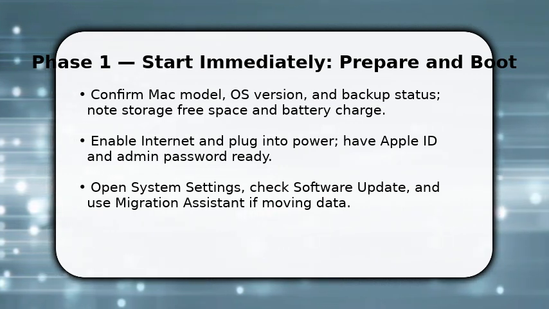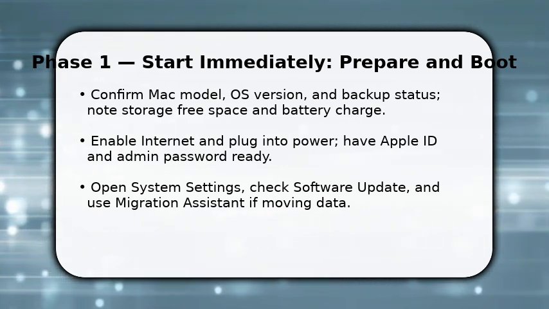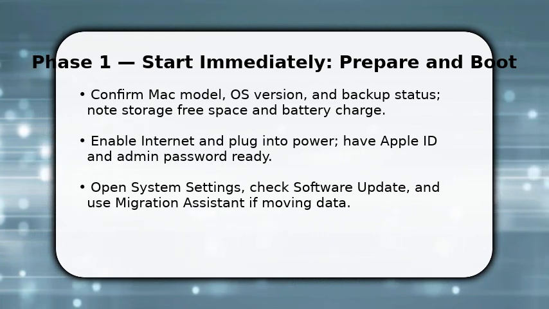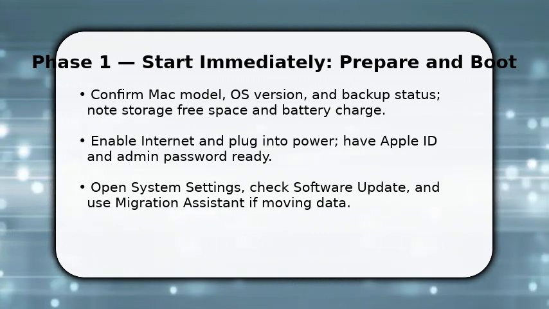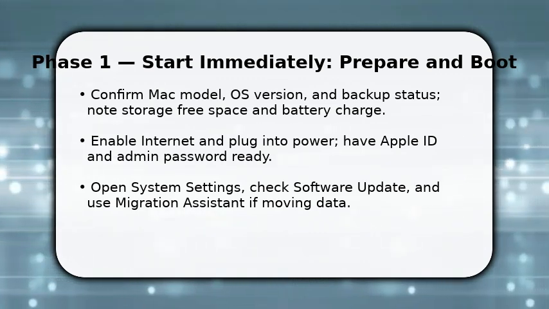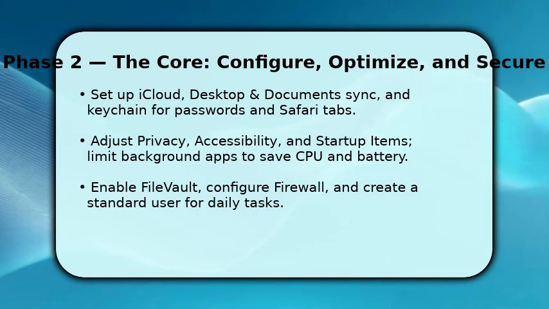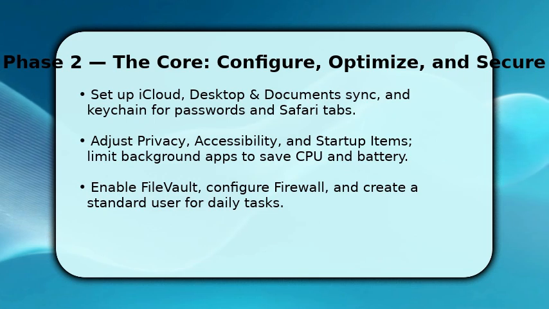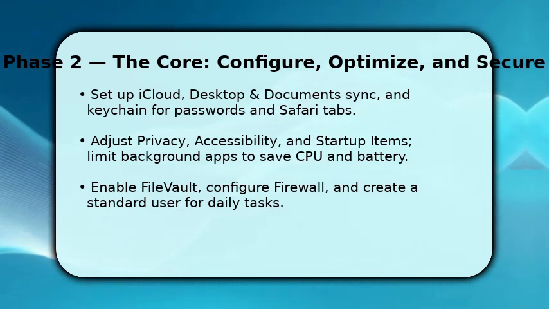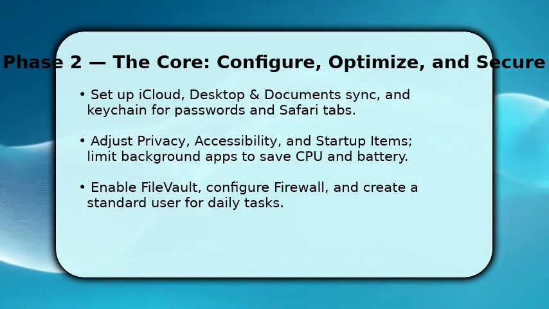Once done, run Migration Assistant only if transferring files, and make sure Time Machine backups are present before proceeding to deeper changes. You now configure the core system. Enable iCloud and Desktop sync so your files follow you across devices. This simplifies recovery. Tweak privacy and accessibility settings to grant only needed app permissions because less access reduces risk.